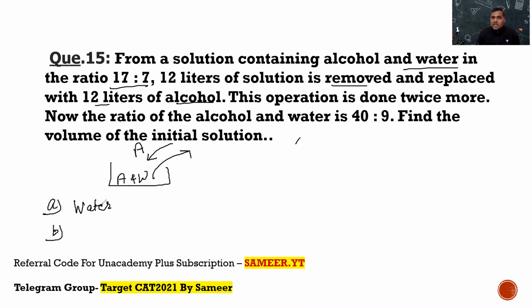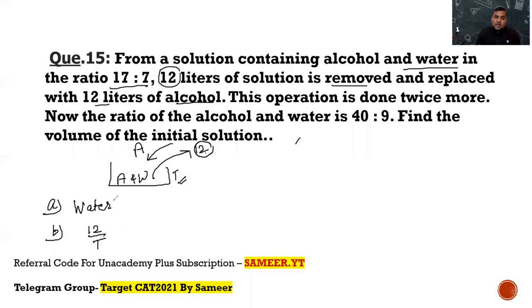By what fraction will it get reduced? We don't know the total quantity, we only know the quantity that we are removing, that is 12 liters. So the fraction by which it will get reduced is 12 by T. 12 as a part of T is 12 by T.